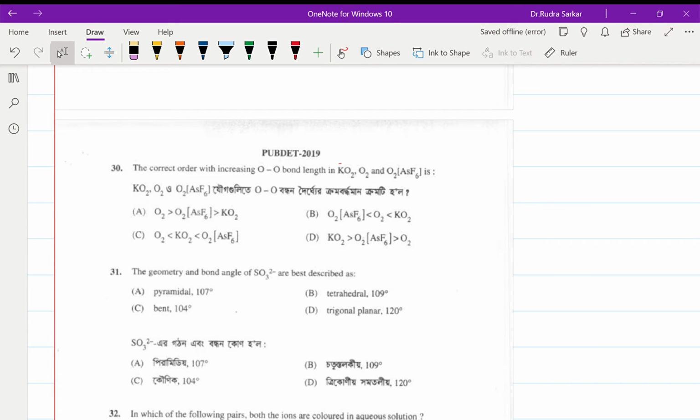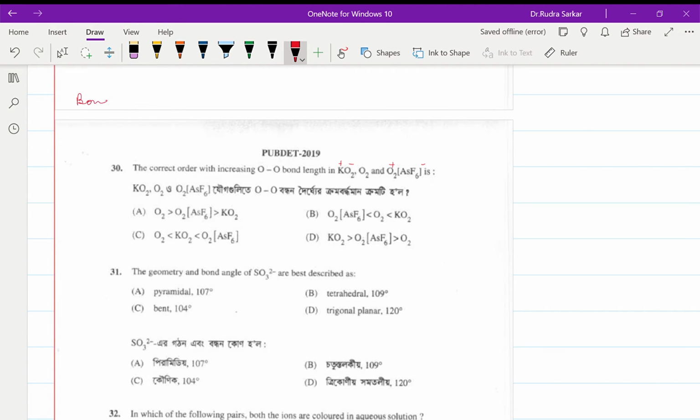So question is 30, and we have to find out the correct order with increasing bond length in KO2, O2, O2 plus, AsF6 minus. Potassium is positive, so this is negative. This is molecular oxygen, and this one obviously here it is positive, because this is negative, right?